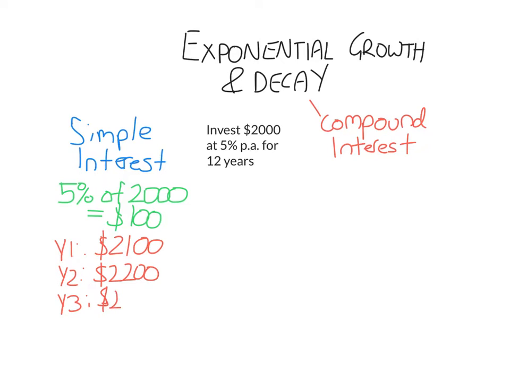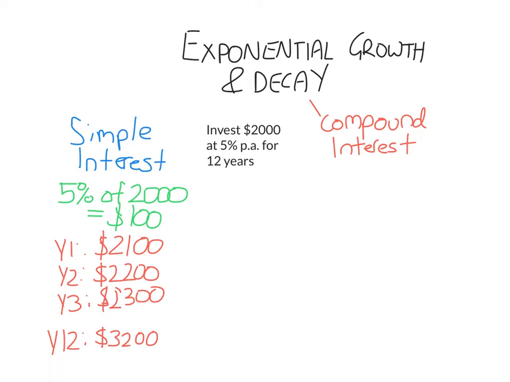Okay, so you can easily figure out that after 12 years, so at the end of the 12th year, it's going to have gone up by $1,200. So I'm going to have $3,200 all up. That's easy. That's not exponential growth. But let's look at what happens with compound interest.